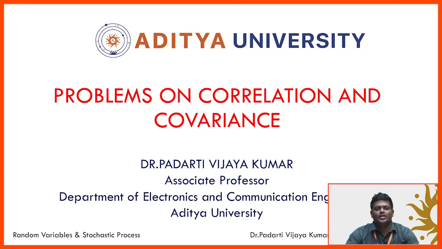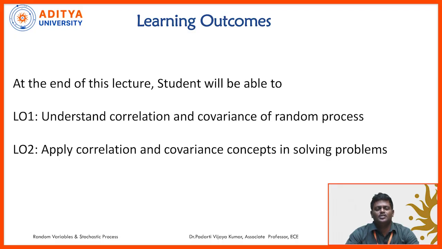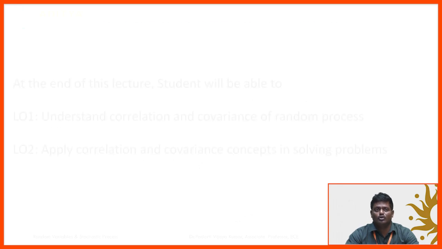In today's session, we are going to see the problems on correlation and covariance in the random process. At the end of this particular session, students will be able to achieve two learning outcomes. Learning outcome one: first we will see the definition of correlation and covariance of a random process. In learning outcome two, we will apply the concepts of correlation and covariance in solving practical problems.